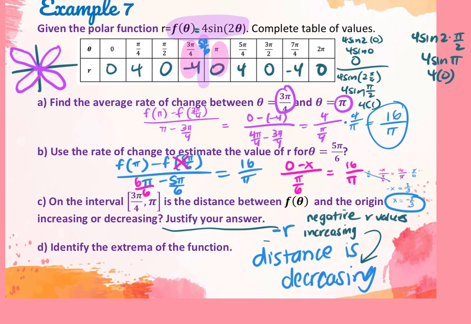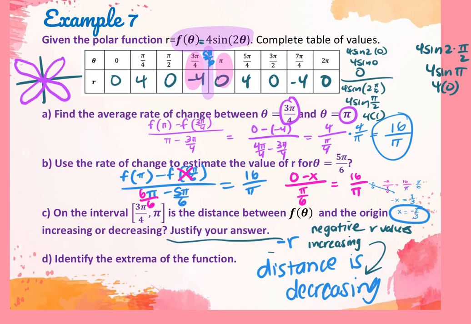All right, D says identify the extrema of the function. Just look at my values. What's the minimum value? -4. What's the maximum value? +4. Where are those happening? Where are the minimums happening? At 3 pi over 4, at 7 pi over 4. And where are the maximums happening? Pi over 4 and 5 pi over 4.